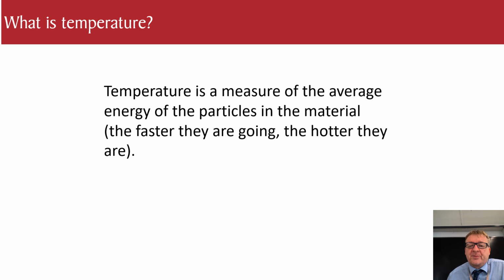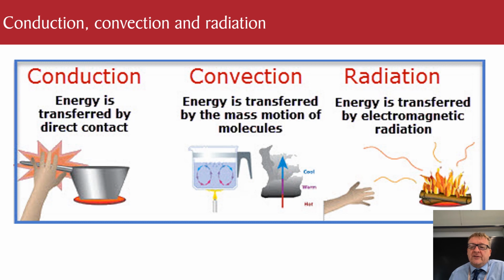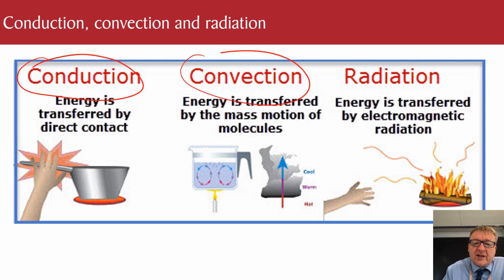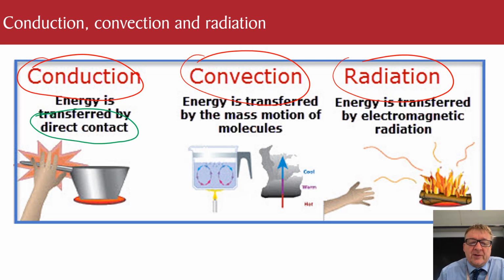Temperature. Temperature is a measure of the average energy of the particles in the material. The faster they are going, the hotter they are. Now these are the three ways of heat transfer: conduction, convection and radiation. Conduction is when you have direct contact. So if you've got a metal saucepan, like I see in the diagram there, and you touch it, the heat is transferred to you by conduction.